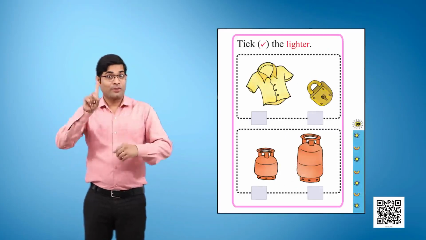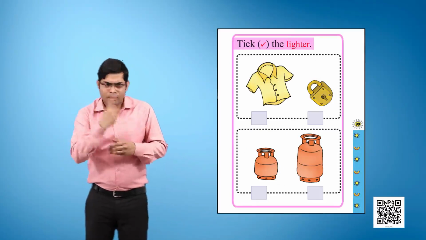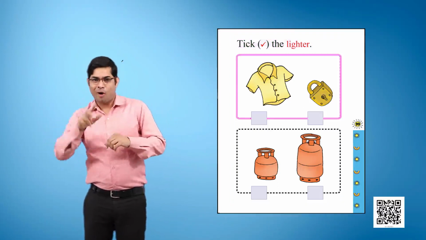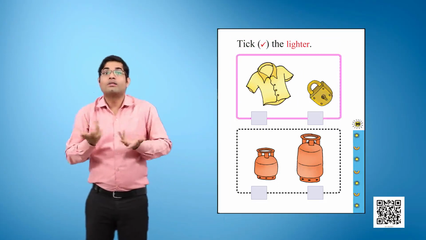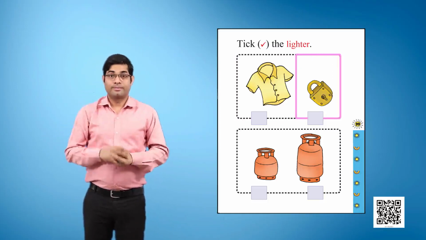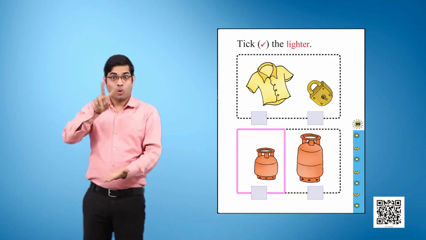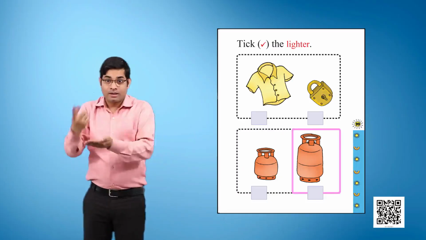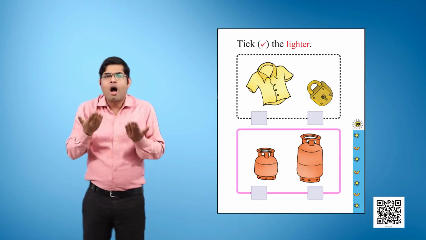Part 2, Question 1. Identify and tick the lighter. Part 2, Picture 1 shows a shirt and a lock. You have to tell which one is lighter, the shirt or the lock. Picture 2 shows two LPG cylinders. Cylinder 1 is smaller than cylinder 2. You have to tell which cylinder is lighter.